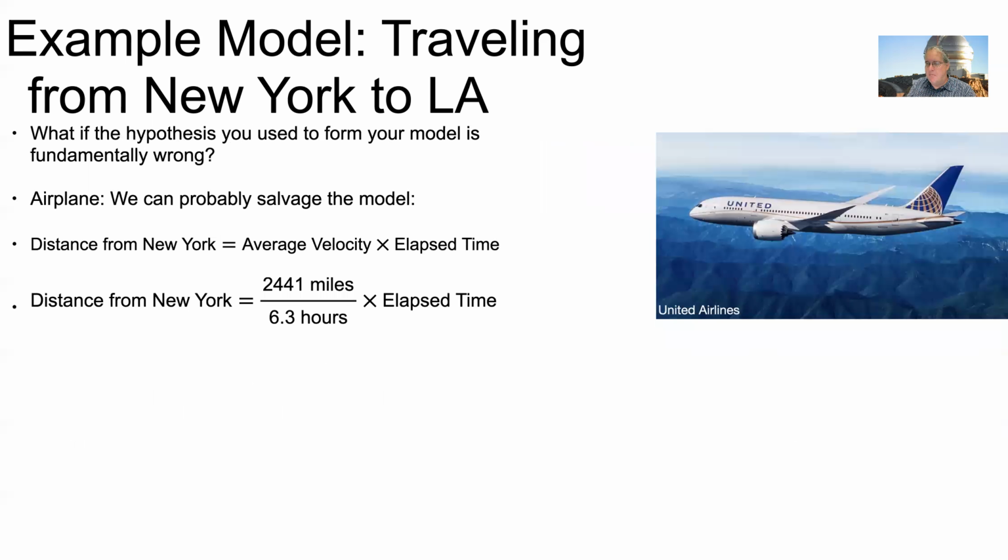Okay, but maybe our model is fundamentally wrong. We went into this with the hypothesis that our friend is driving. What if we learn that our friend is taking an airplane? Well, we don't have to throw away the model completely. We just have to change our terms a little bit here. So again, we can use this equation. The distance from New York is the average velocity times the elapsed time. But we're not going to use the velocity in a car. We're going to use the velocity of an airplane. And so again, it's about 2,400 miles, but it'll only take an airplane about 6 hours to make that journey instead of 4 days. So again, the underlying model was fine. We just had to refine the terms we're putting into there.